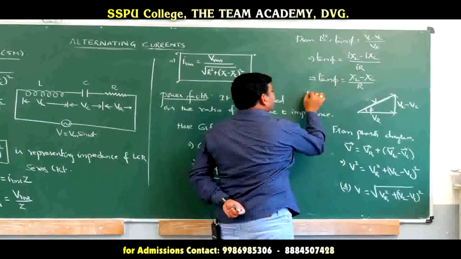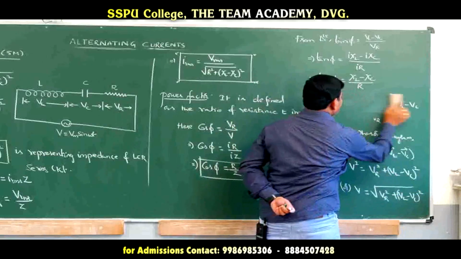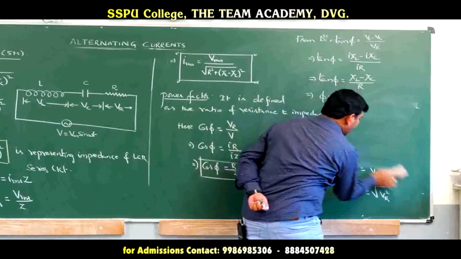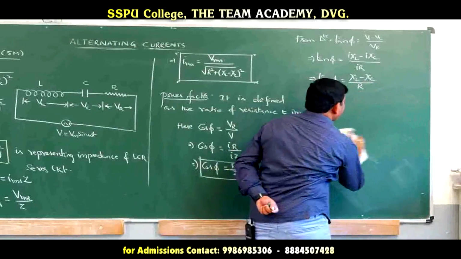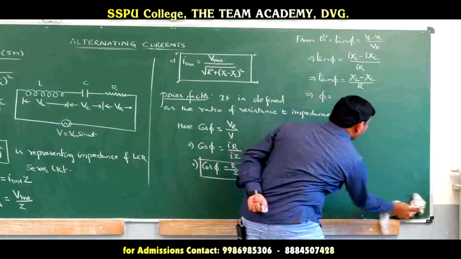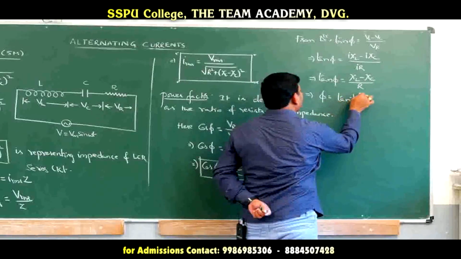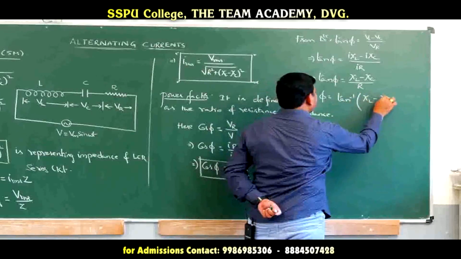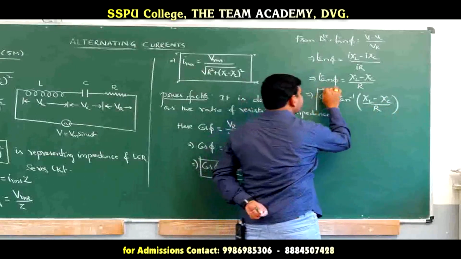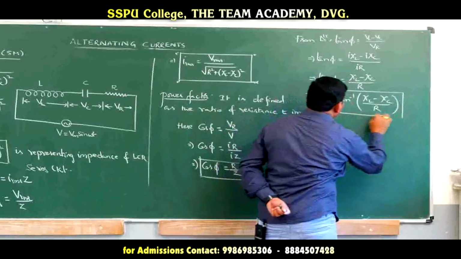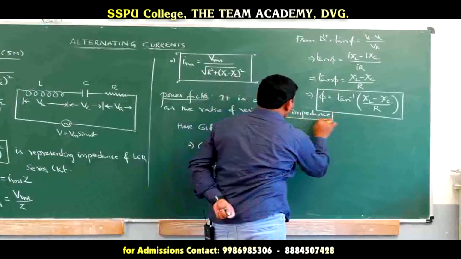Yes or no? This implies phi is equal to tan inverse of chi L minus chi C divided by R. So what we are getting here? Phi is equal to tan inverse of chi L minus chi C divided by R, where chi L stands for omega L and chi C stands for 1 by omega C. Yes or no? Based on this we will be having some conditions.